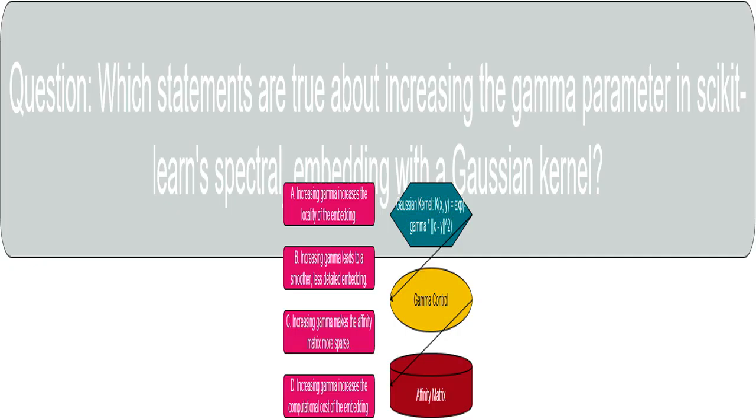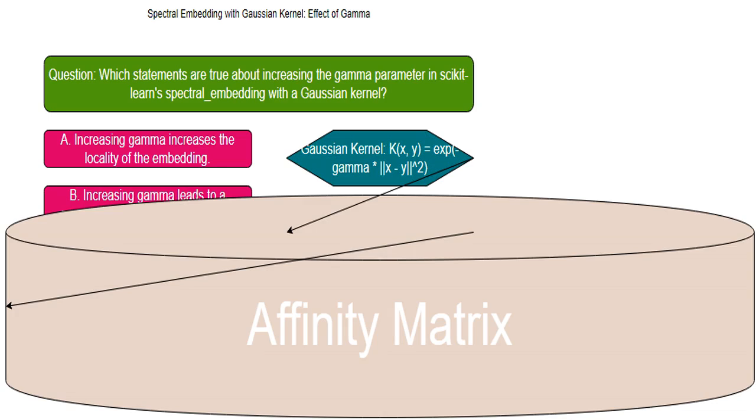This question is asking you to think critically about how changing the GAMMA parameter in the Gaussian kernel affects the results of the spectral embedding algorithm. It's like asking, what happens when I change the focus of my spotlight on the data? I'll explain this important concept.